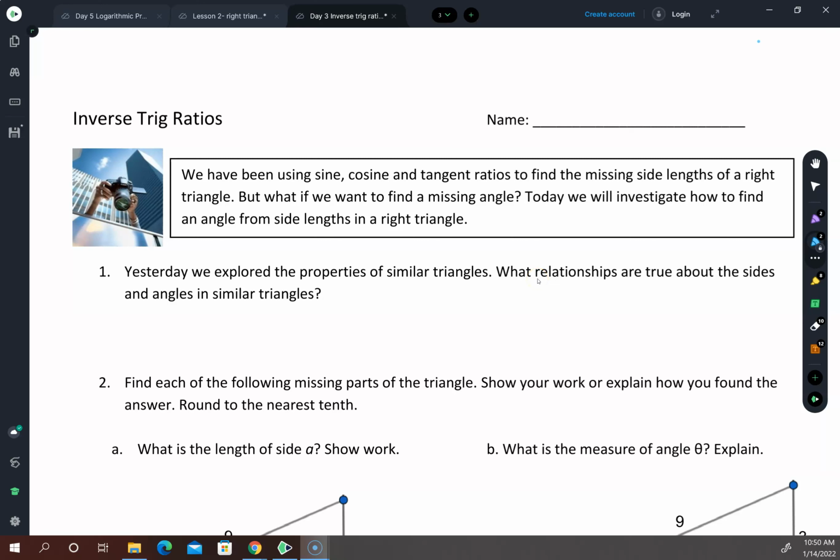Alrighty, so we have looked at sine, cosine, and tangent ratios to find the missing side lengths of a rectangle. But what if we want to find a missing angle? So today we will look at how to use the side lengths and find the angle that's associated with it. Okay, so take a minute and work through 1 through 2 for me.